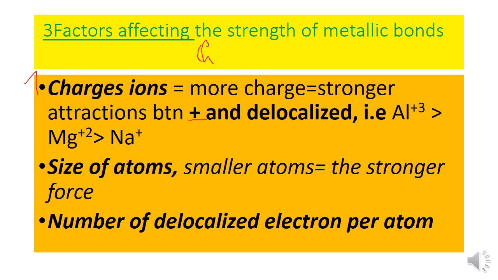Then the second point is the size of the atom. The smaller the atom, the stronger the force. The third one is the number of delocalized electrons per atom. As the number of delocalized electrons increases, the metallic strength also increases.